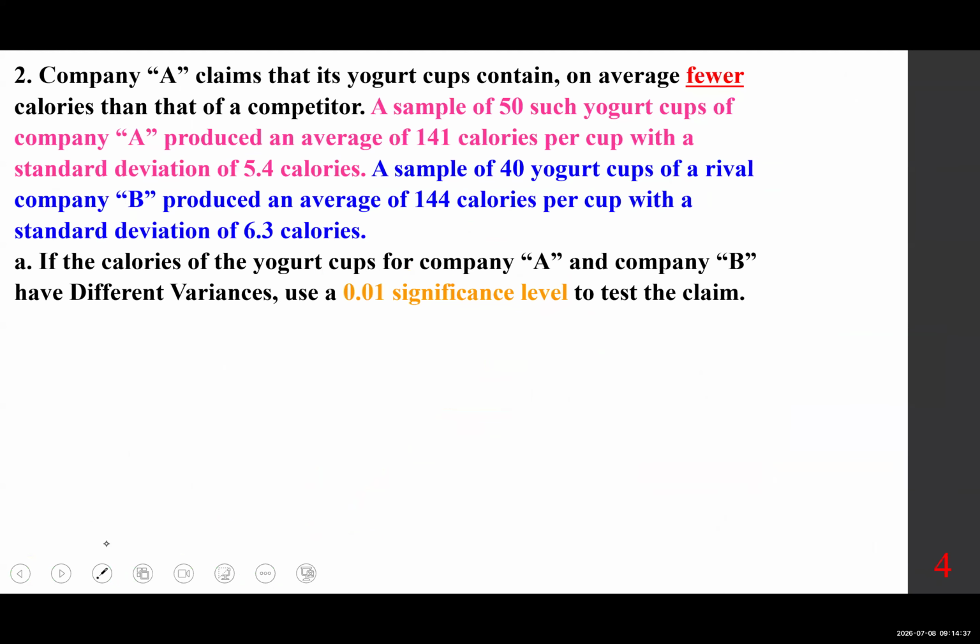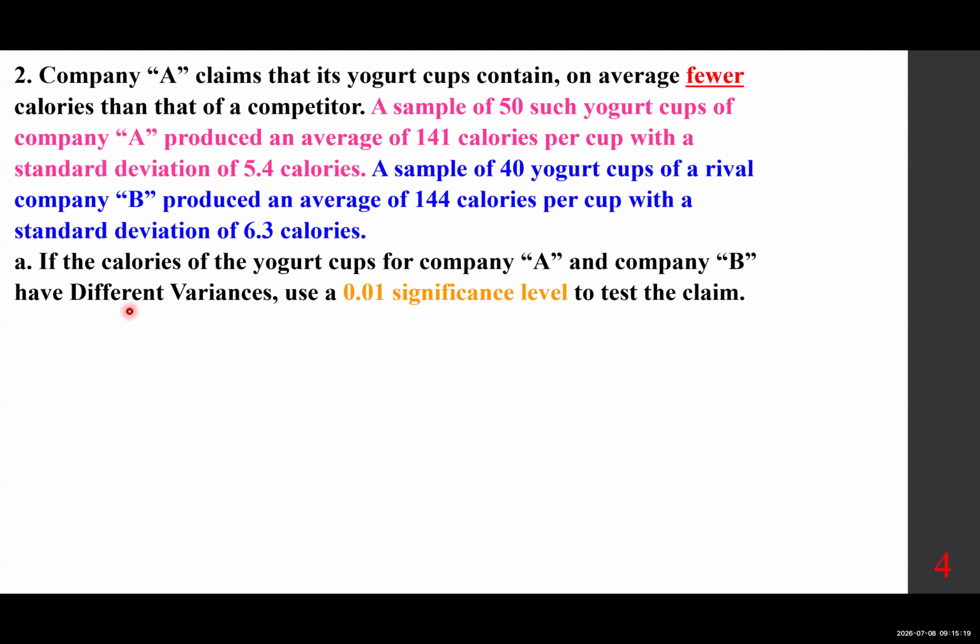Company A claims that its yogurt cups contain on average fewer calories than that of a competitor. A sample of 50 such yogurt cups of company A produced an average of 141 calories per cup with a standard deviation of 5.4 calories. A sample of 40 yogurt cups of a rival company B produced an average of 144 calories per cup with a standard deviation of 6.3 calories. If the calories of the yogurt cups for company A and B have different variances, use a 0.01 significance level.